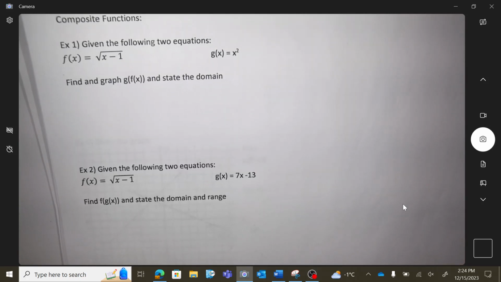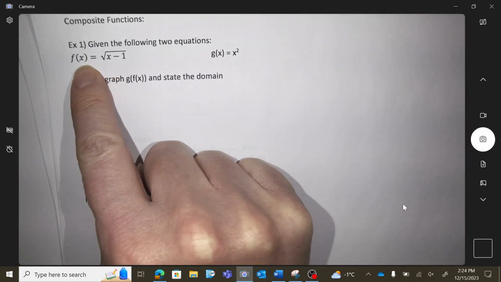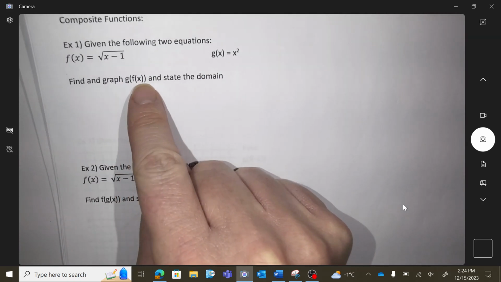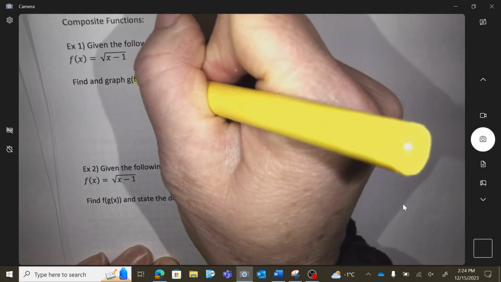Okay, so composite functions are functions where you input one function into the other. That's what's happening. So here are two functions. You can see I've named them f of x, g of x. So find and graph g of f of x. So what does this mean?